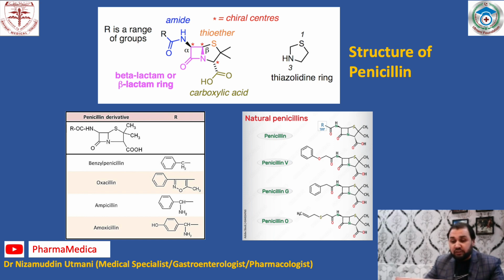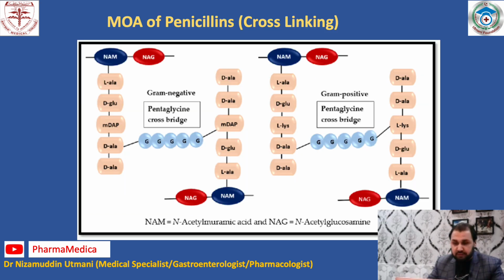So actually the structure remains the same as that of the natural penicillin, but by substituting different ions at the level of the R group, we get a different number of penicillins, and that's why these penicillins are also called semi-synthetic, because they are not fully synthetic, they are semi-synthetic. They just bring a little bit of change in the structure, and they are considered semi-synthetic.